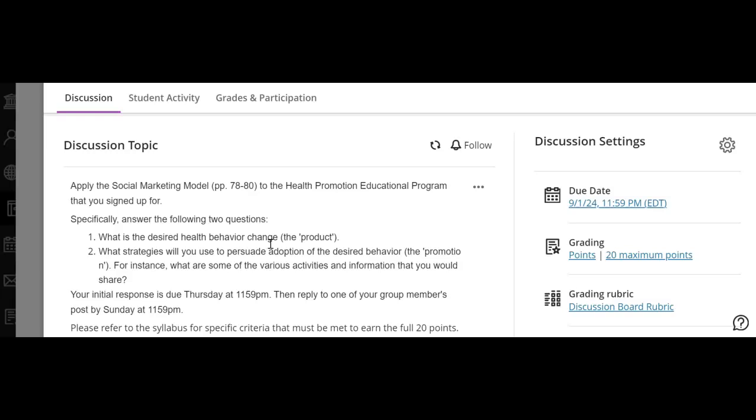So you're going to look through some of your pages that are associated with your group. But then the second question is, what strategies, what are you going to do to persuade adoption of this desired behavior? And this in the 4 P's is called the promotion. For instance, what are some of the activities that you're going to do? Some of the information that you would like to share.